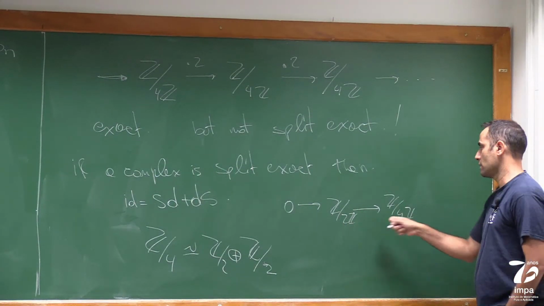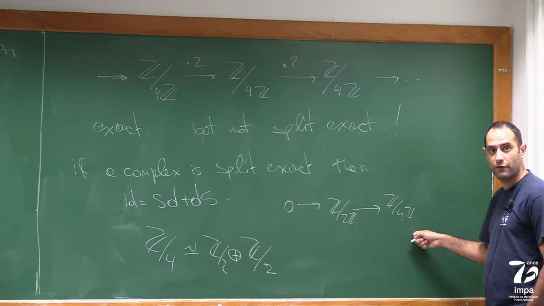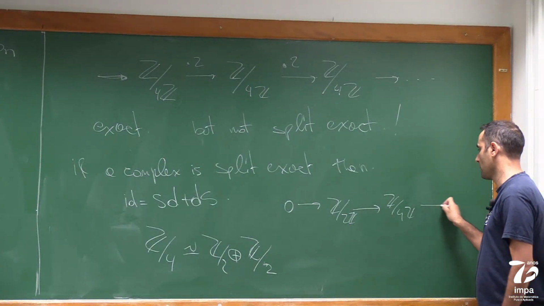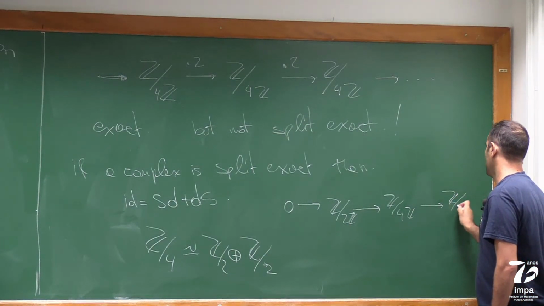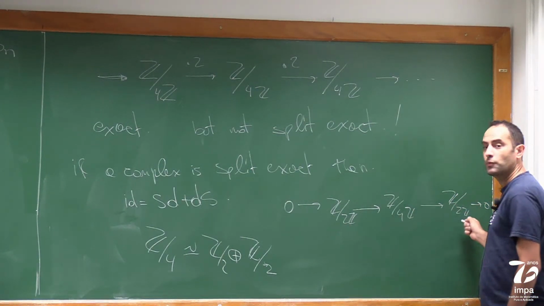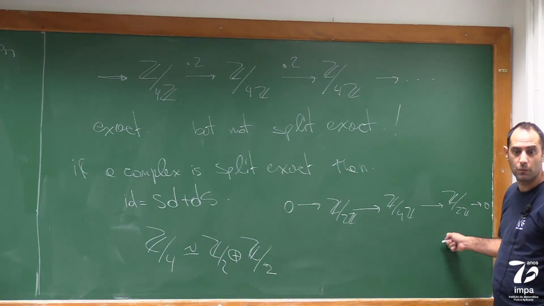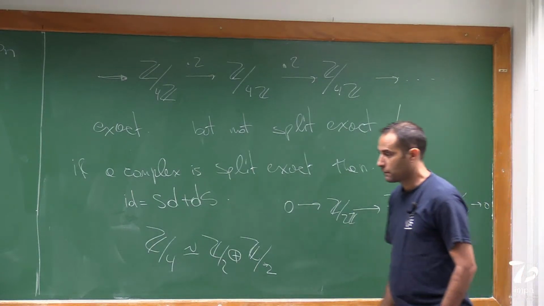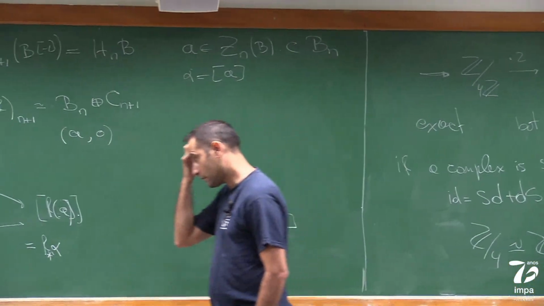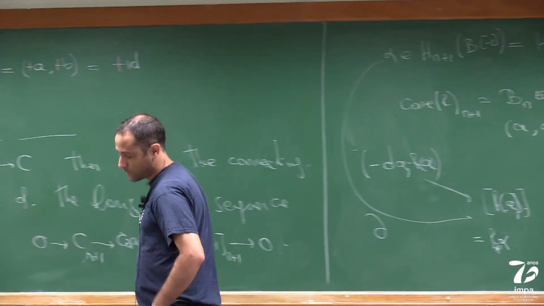This is Zn, the kernel of the differential, inside of the full Cn. And the kernel is Z over 2. So this is true. But if we had a splitting, then this would be the direct sum of these two, which cannot be true. All right, so that's one example.